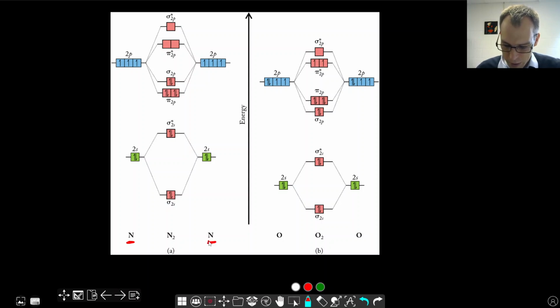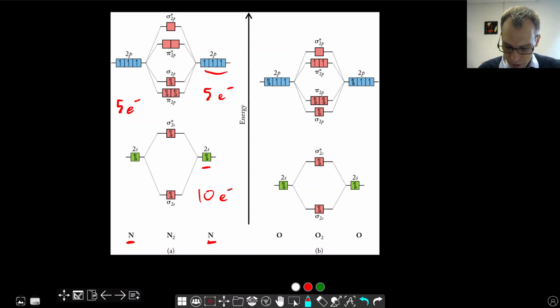So for nitrogen, we have a total of 5 valence electrons, just like you've learned in doing Lewis structures and things like that. 2 of them are in s orbitals, 3 of them are in p orbitals. That's the electron configuration for nitrogen. So we also have 5 electrons from the other nitrogen, so we have a total of 10 electrons we need to put into orbitals. So we're just going to fill from the bottom to the top.